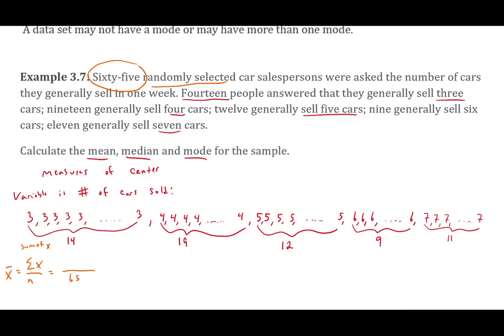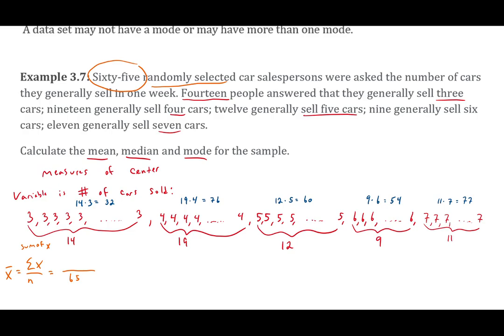In order for us to find the sum of the x values, we could do 14 people times 3 cars each, which would be a total of 42. We could do 19 people that sold 4 cars each, which would be a total of 76. We could do 12 people that sold 5 cars each, which would be a total of 60. We could do 9 people that sold 6 cars each, which would be a total of 54. And 11 people that sold 7 cars, which would be a total of 77 cars sold.